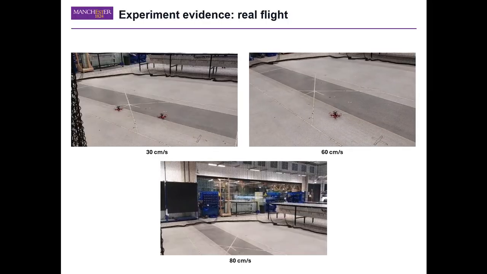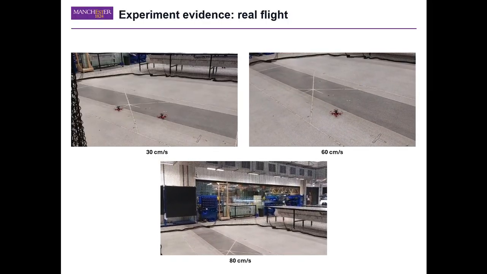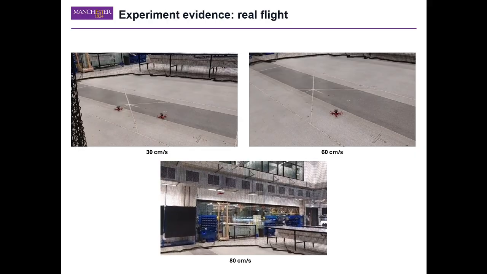In the 80 centimeters per second scenario, the control is struggling to meet the set points and overshoots across the arena, and it does not land safely.